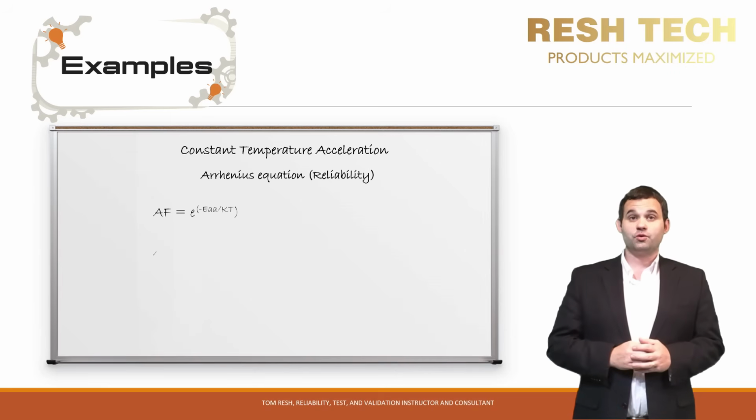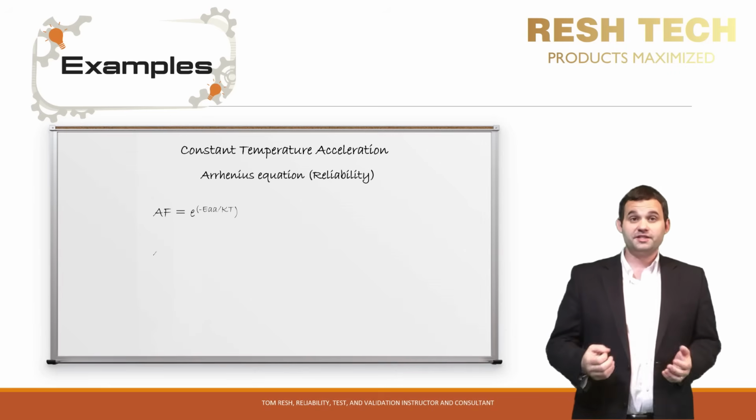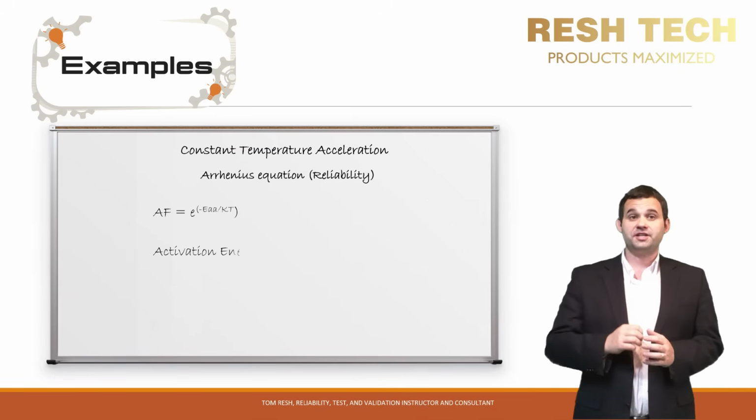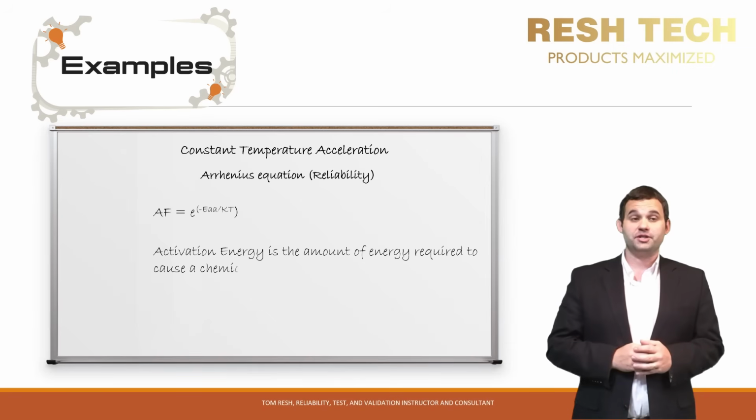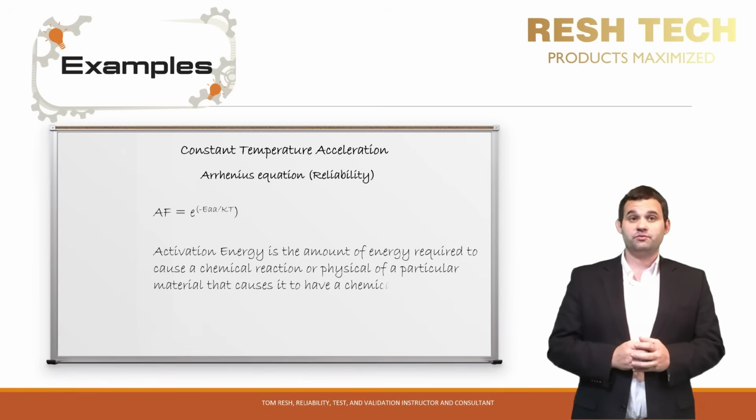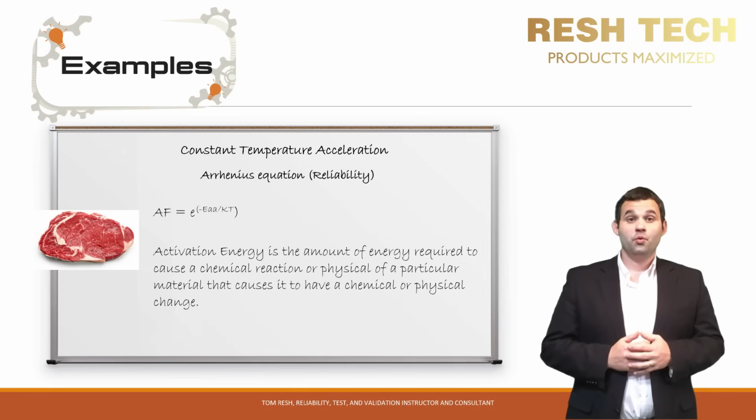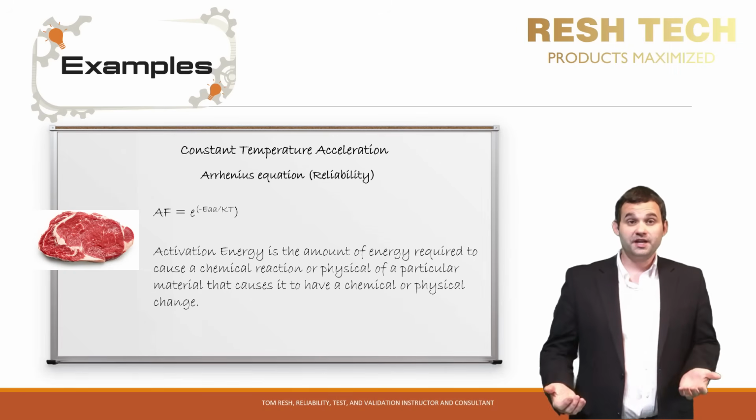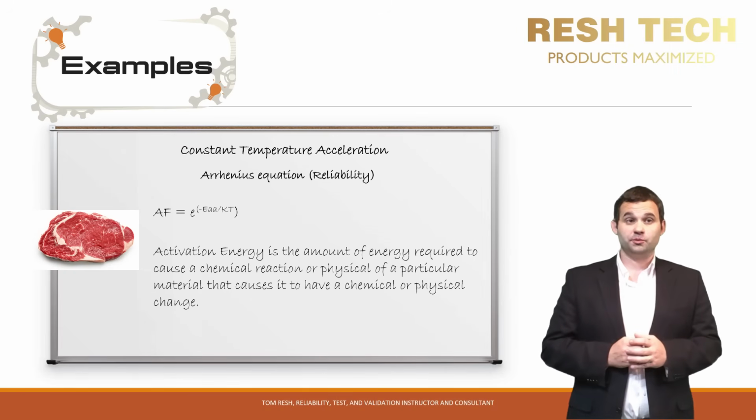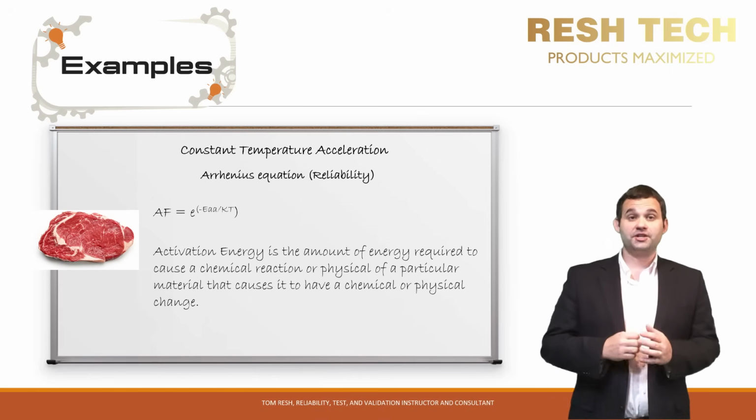Pictured is the Arrhenius equation for reliability. The Arrhenius equation for reliability uses activation energy, which is expressed as EAA, or apparent activation energy. Activation energy is the amount of energy required to cause a chemical reaction or some other physical reaction of a particular material. When you cook a steak, for instance, you are beginning with a raw slab of animal muscle. As you heat up the steak, it begins to react to the heat and oxygen in the air as the activation energy is reached and begins to turn brown.